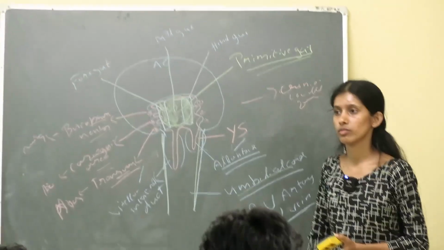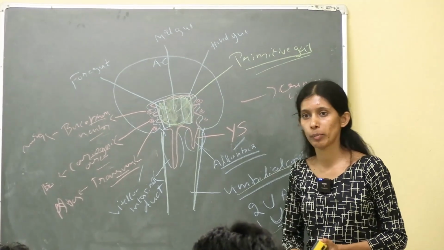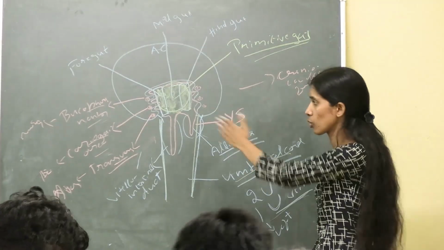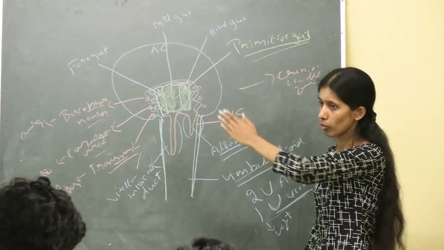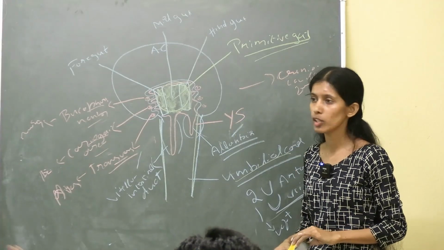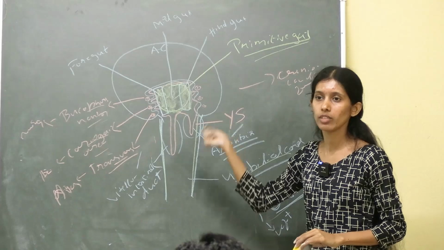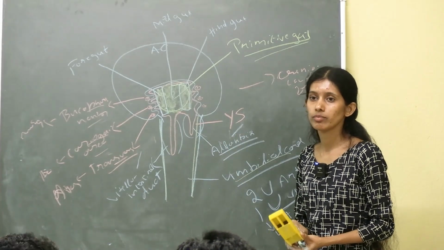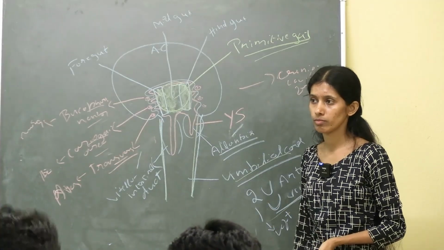Is it clear? Once the formation of the primitive gut takes place, we divide it into three parts. The part closer to your head region is called foregut. The part closer to your toe region is called hindgut. Between the foregut and hindgut, we have the midgut. Is it clear for everyone? Any doubts? No?